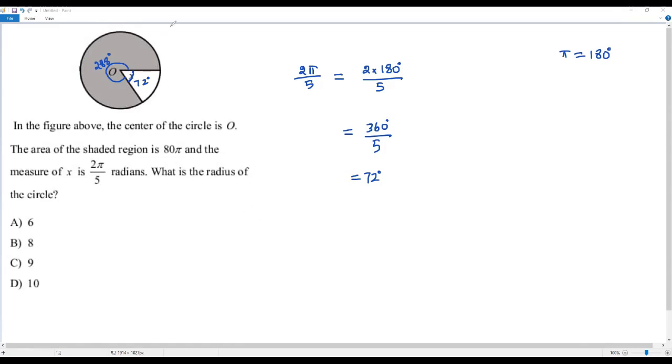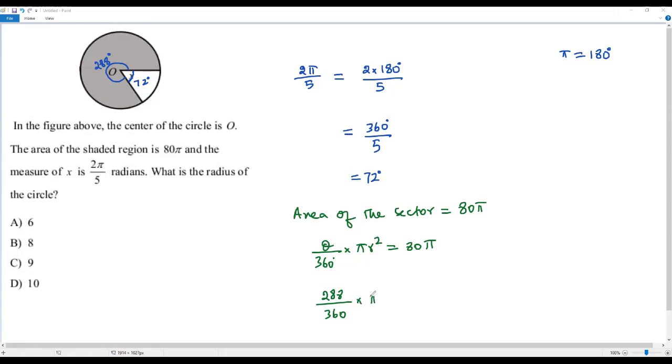Let me write the given area for the shaded region. Instead of shaded region, better we can write area of the sector. Area of the sector equals 80 pi. And there is a formula to get the area of a sector in a circle. That is theta divided by 360 degrees times the area of the circle, which is pi r squared, equals 80 pi. Here theta is the central angle of the sector. In this case, the central angle of the shaded region is 288 degrees. We can plug in 288 for theta: 288 divided by 360 times pi r squared equals 80 pi.